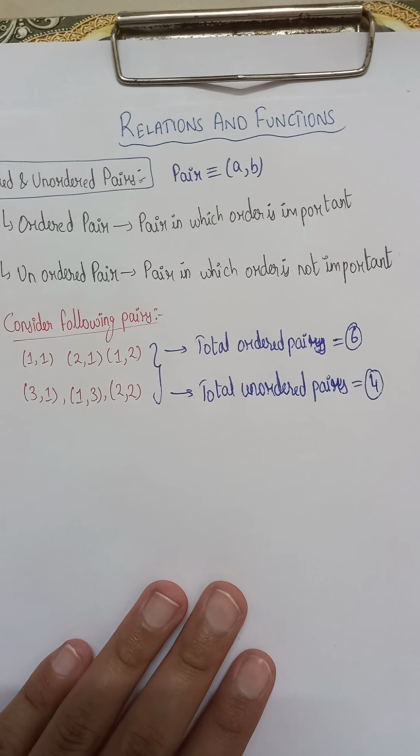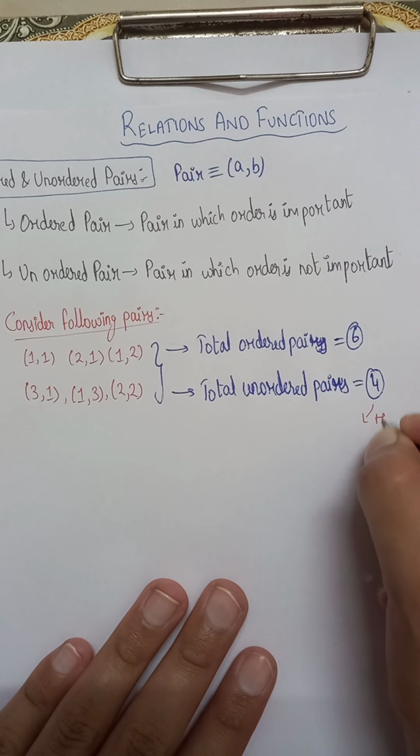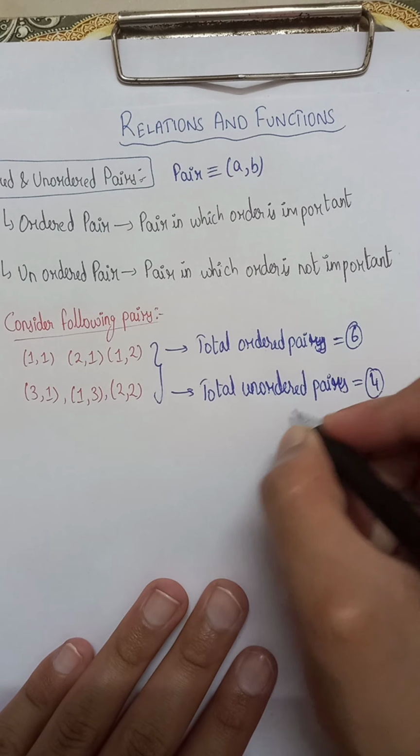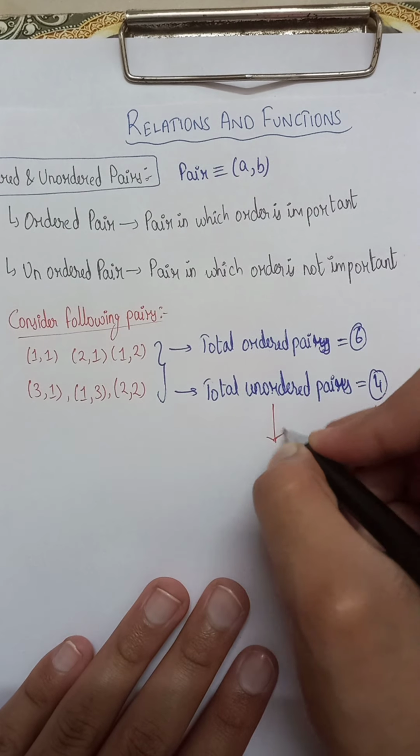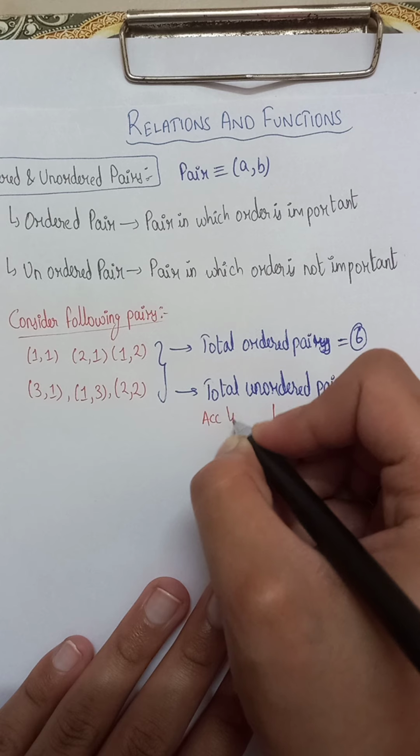So if you want to remember this, you can write it like this. You can write that according to unordered pairs.